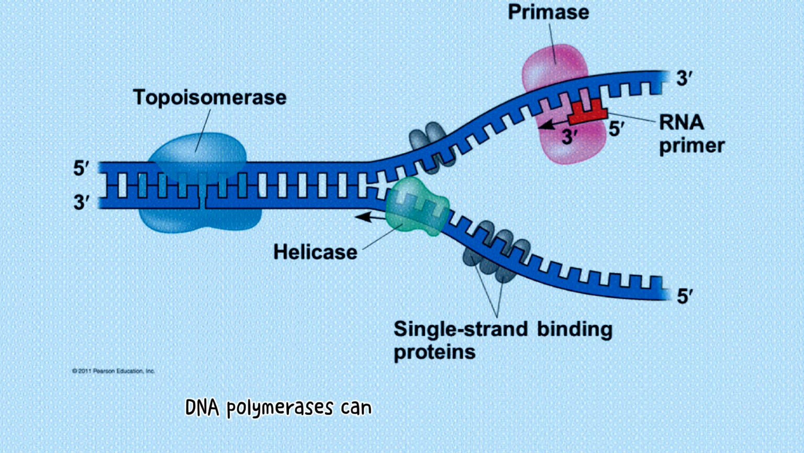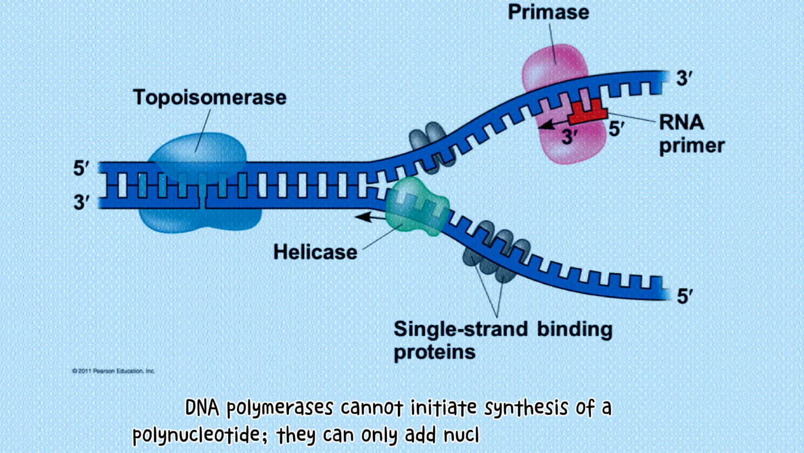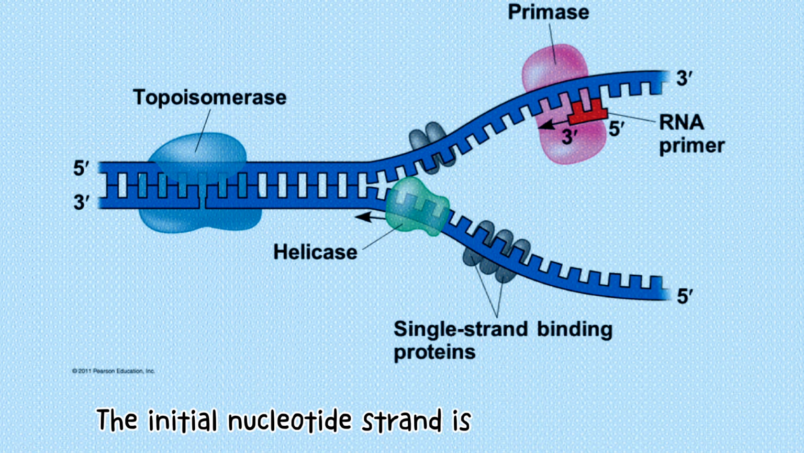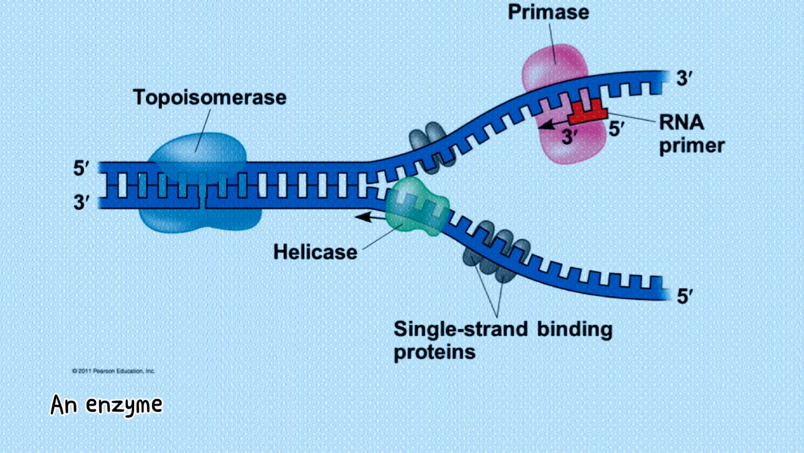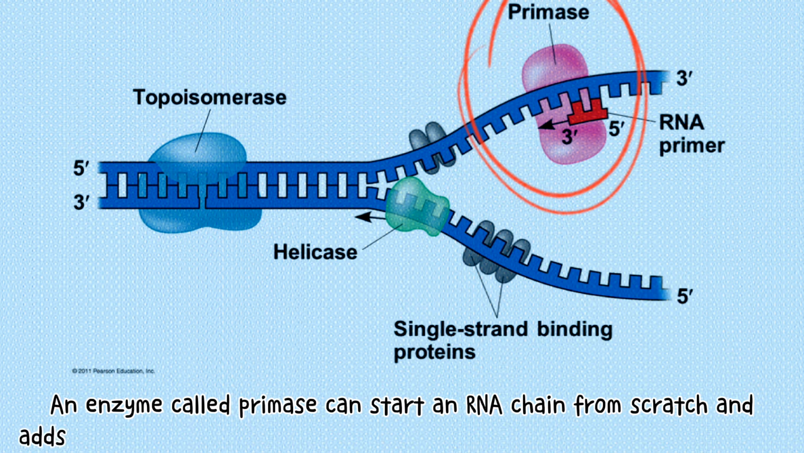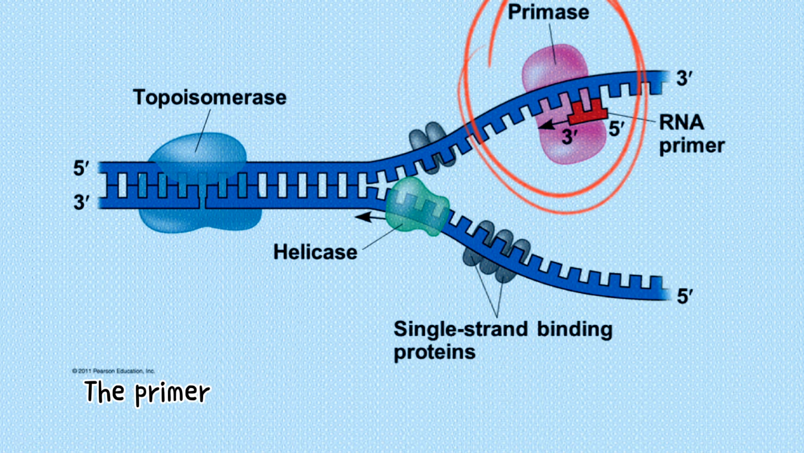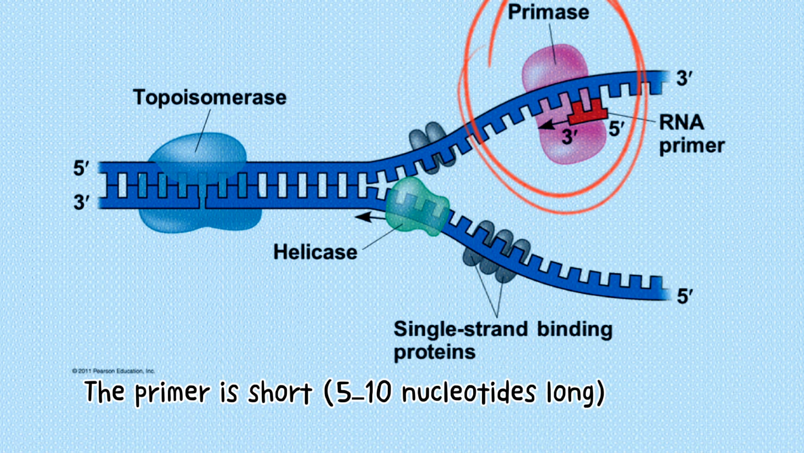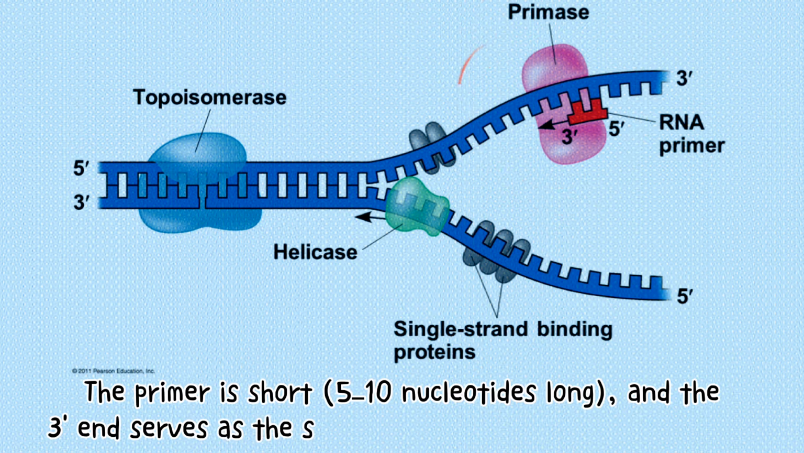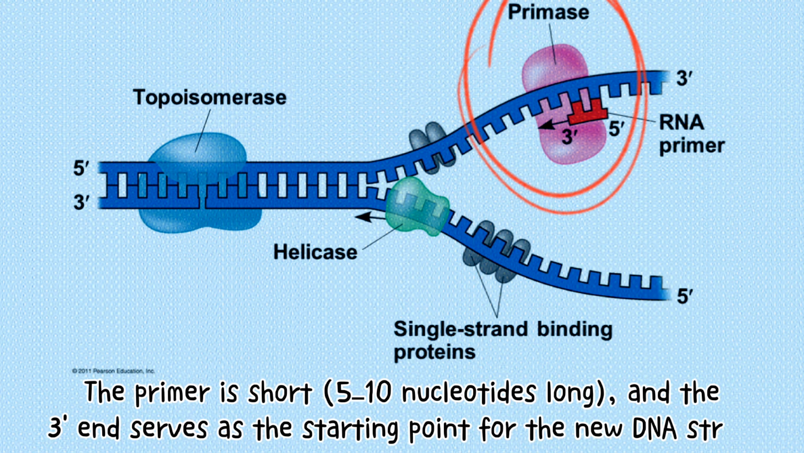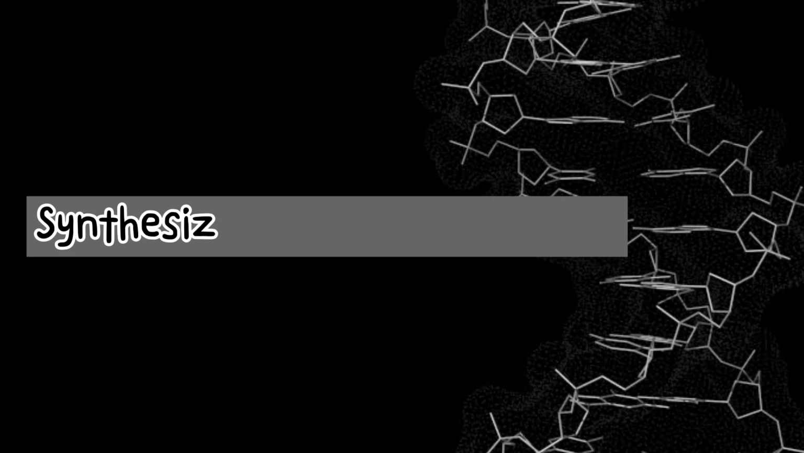DNA polymerases cannot initiate synthesis of a polynucleotide. They can only add nucleotides to the 3' end. The initial nucleotide strand is a short RNA primer. An enzyme called primase can start an RNA chain from scratch and adds RNA nucleotides one at a time using the parental DNA as a template. The primer is short, 5 to 10 nucleotides long, and the 3' end serves as the starting point for the new DNA strands.